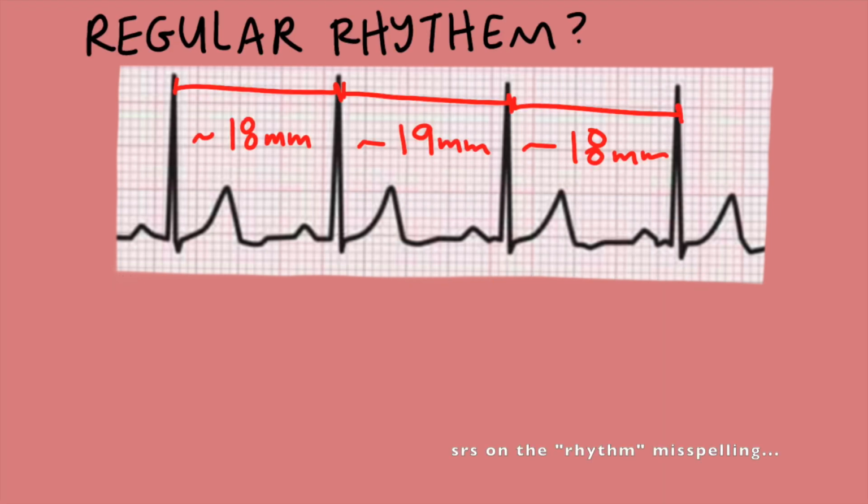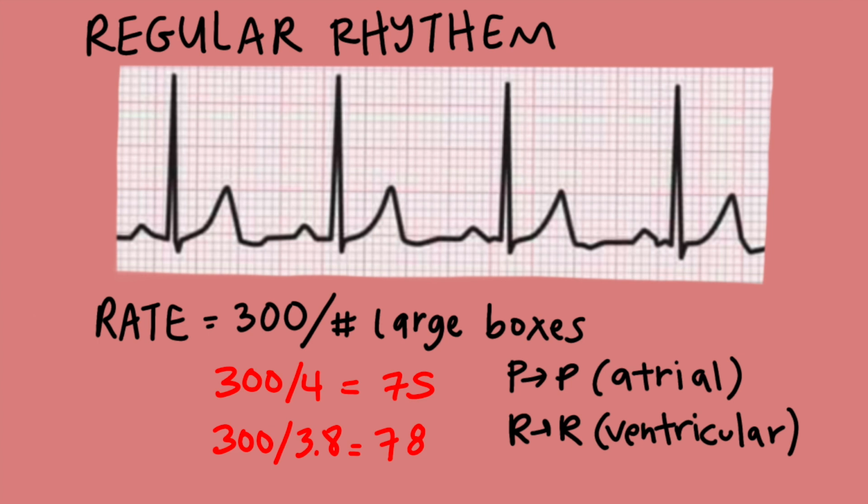So the first thing that you want to do is find if the rhythm is regular. The distance between the R on one beat and the R on the next beat should be about the same, plus or minus one small box, or about 0.04 seconds. If it is regular, you'll then calculate the rate by dividing 300 by the number of large squares, either from P to P, which is the atrial rate, or R to R for the ventricular rate. In a normal heart rate, these are the same, but with arrhythmias, they may not be.